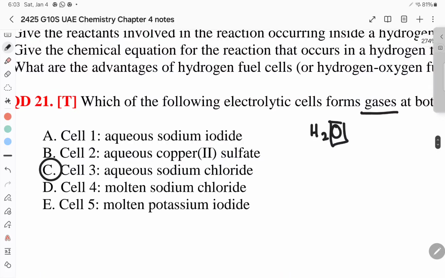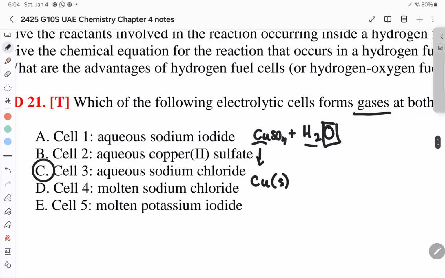Now, copper sulfate, CuSO4. Between Cu and H, you're going to have Cu. Immediately you can cancel this out because Cu is a metal, a solid, so it's not a gas. So immediately this one's wrong, and O is going to win and form oxygen gas, but we have one gas, not two. So this one's wrong.